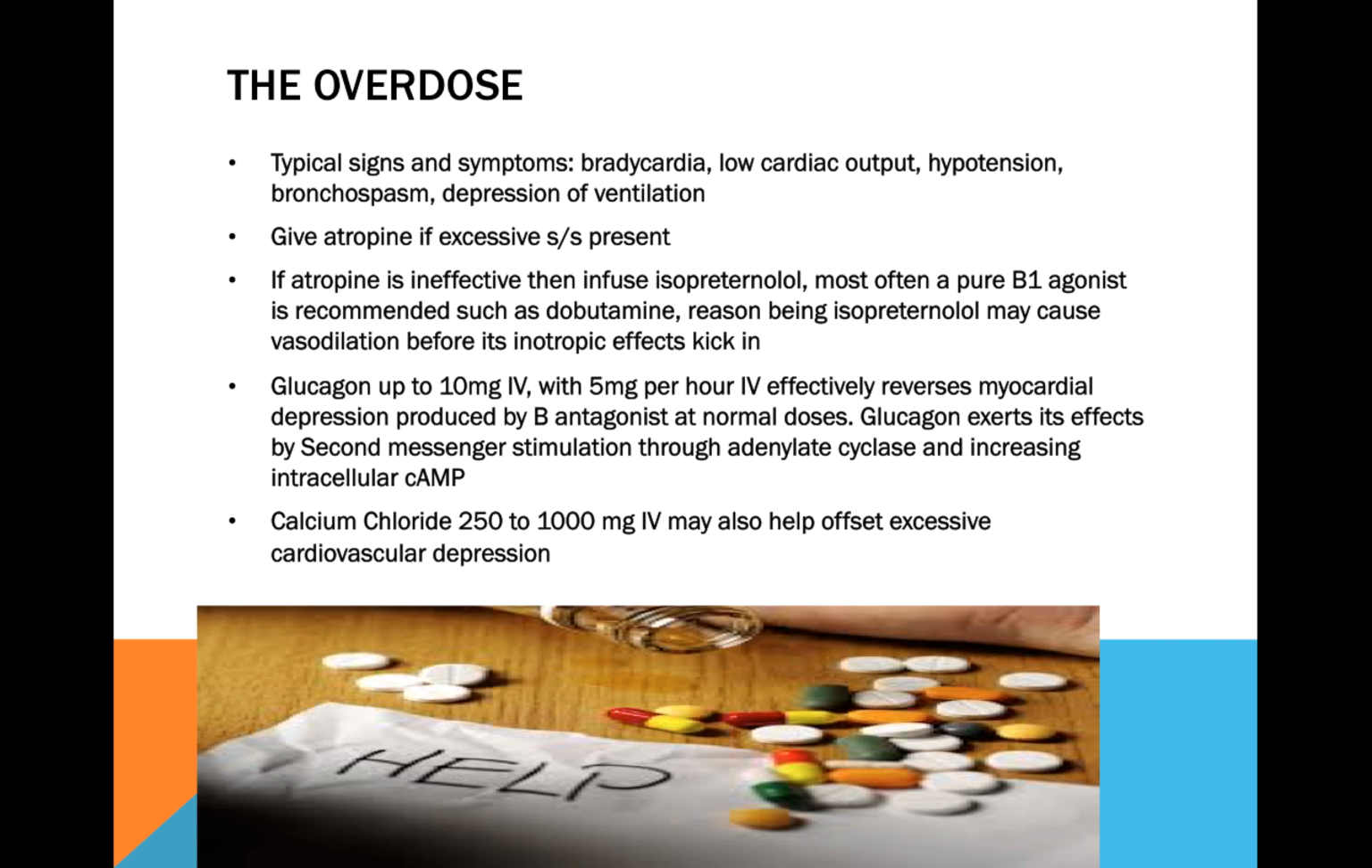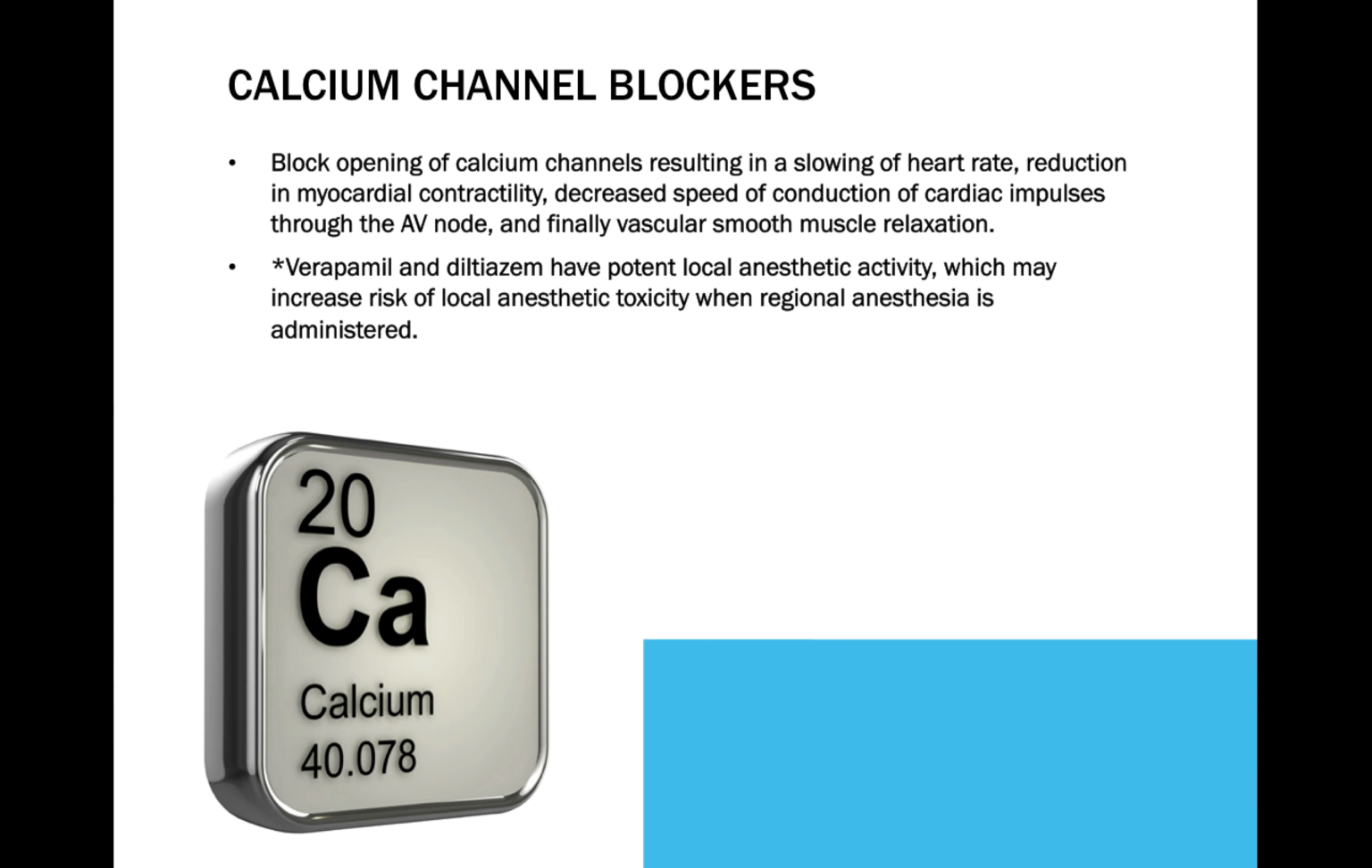Glucagon, you can give this up to 10 milligrams IV with 5 milligrams per hour IV to effectively reverse the myocardial depression produced by the beta antagonists at normal doses. Glucagon exerts its effects by second messenger stimulation through adenylate cyclase and increasing intracellular cyclic AMP. You can also give calcium chloride up to 1 gram IV, which can help offset any excessive cardiovascular depression you may run into. So, calcium channel blockers, very common.